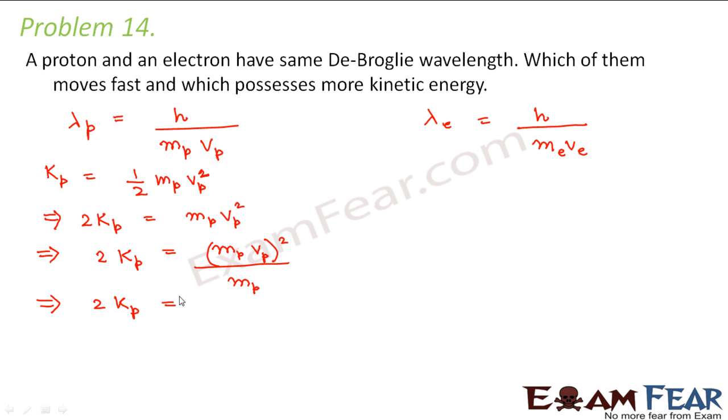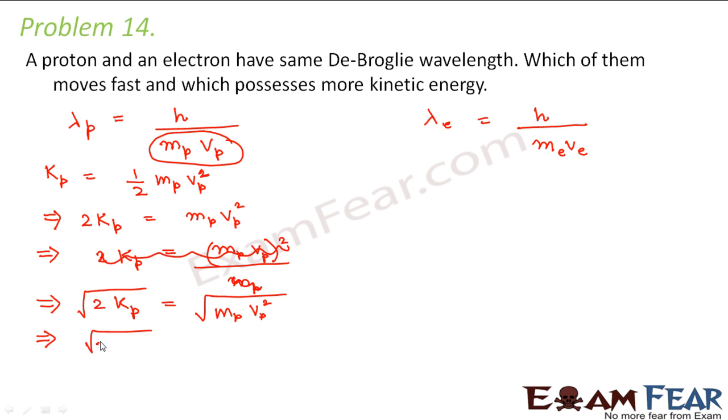I'm sorry, we really didn't need to do this because we want this value, MP into VP. Now, just remove this step. What we can do, we can put a square root on both sides. So what do we get? We get root over 2 KP is equal to root over MP into VP.